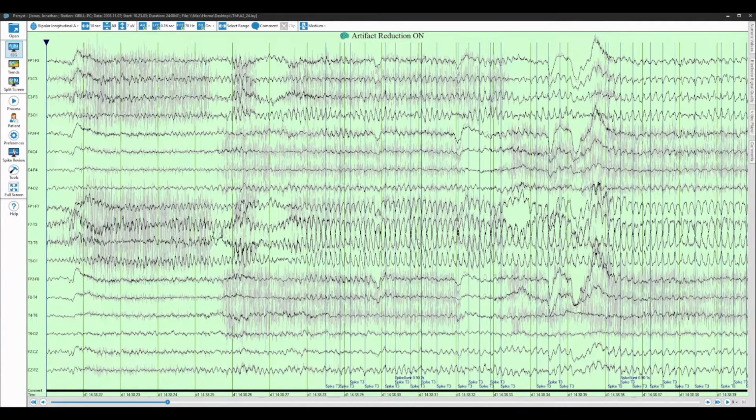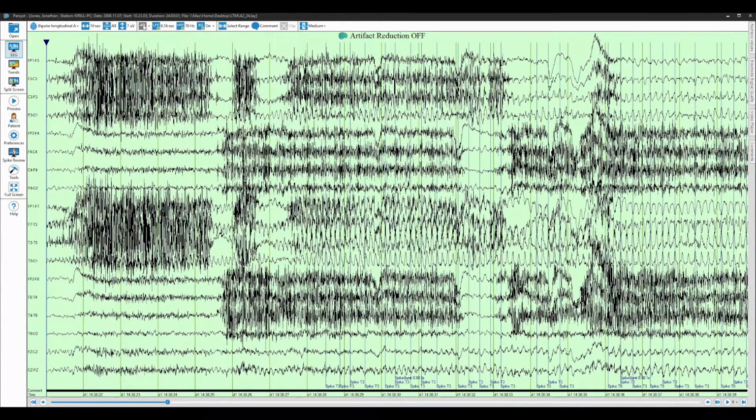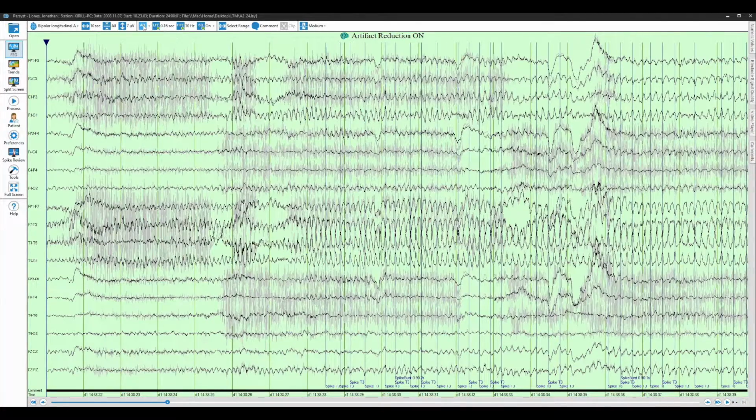This is not done using a high-frequency filter, and the signal is not being distorted. One way to see that is if you look at this channel here. You'll see there's not a lot of EMG in that channel. And if I turn on the artifact reduction and turn it off again, you can see that the signal is not being altered.